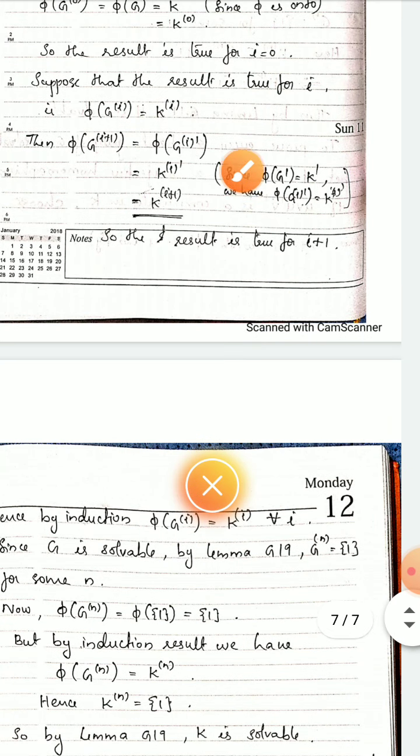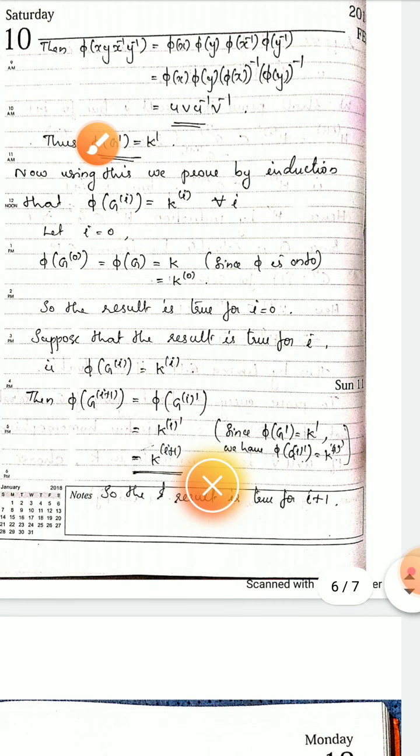Suppose that the result is true for i, so phi of G^i is equal to K^i. Next we prove the result is true for i plus 1. phi of G^(i+1), G^(i+1) is (G^i)', so that is equal to phi of (G^i)'. And phi of (G^i)' is (K^i)', since we have proved that phi of G' is equal to K'.